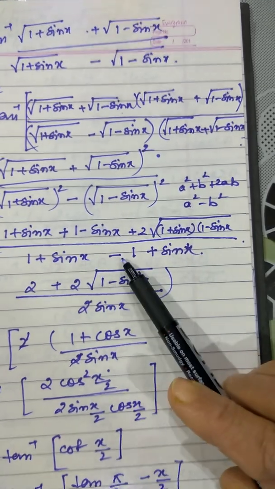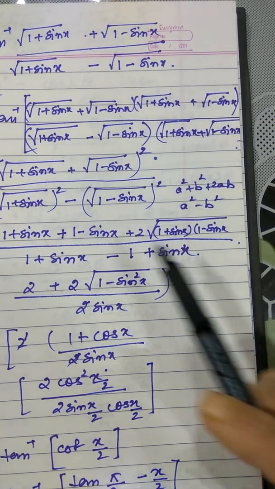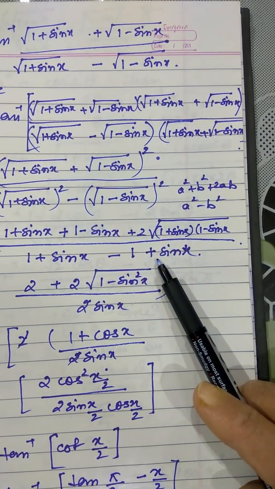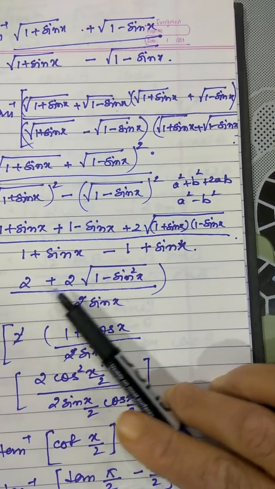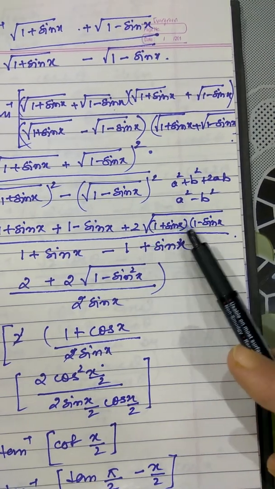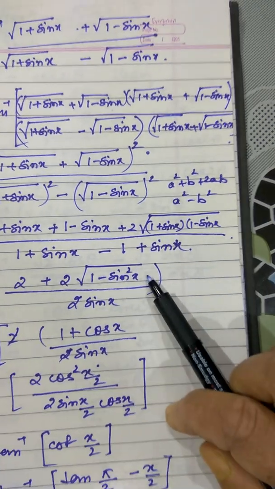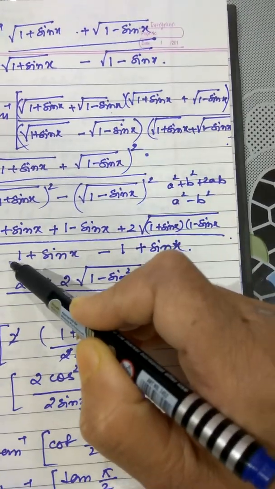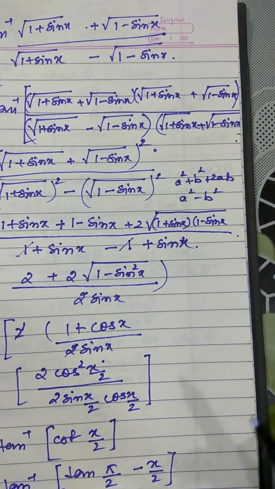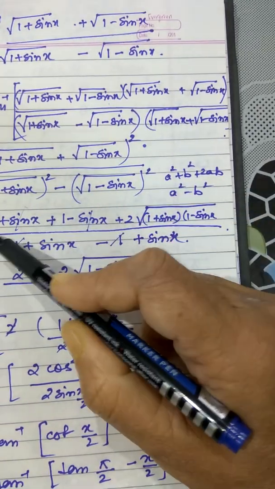So this is 1 plus sin x minus (1 minus sin x). This is a square minus b square, so this negative sign becomes positive. So this is 2 plus 2 root of 1 minus sine square x, since 1 plus sine x into 1 minus sine x is 1 minus sine square x. And in the denominator, this 1 is cancelled with this 1. We are getting 2 sine x. Plus sine x minus sine x cancelled. 1 plus 1, 2.